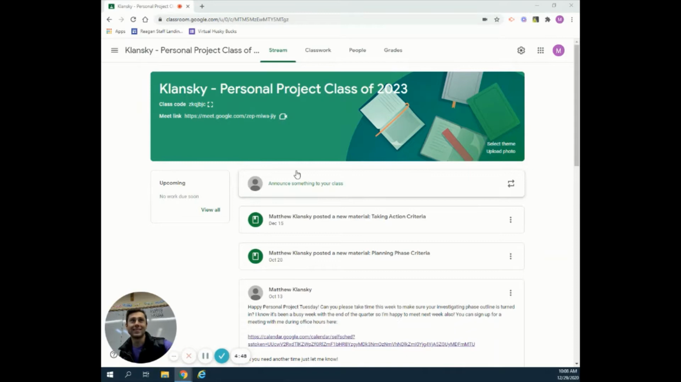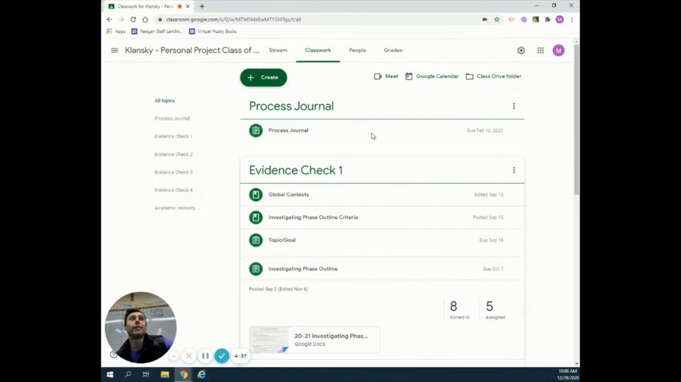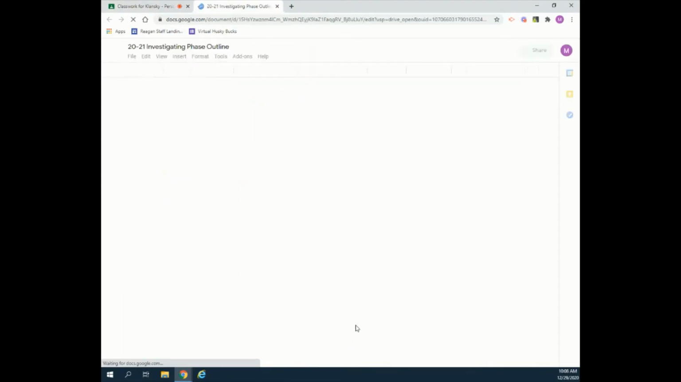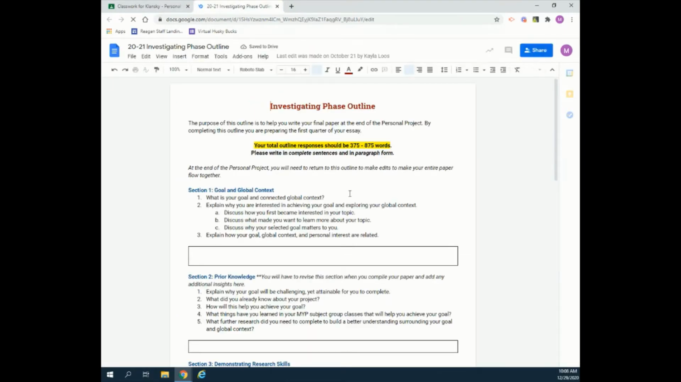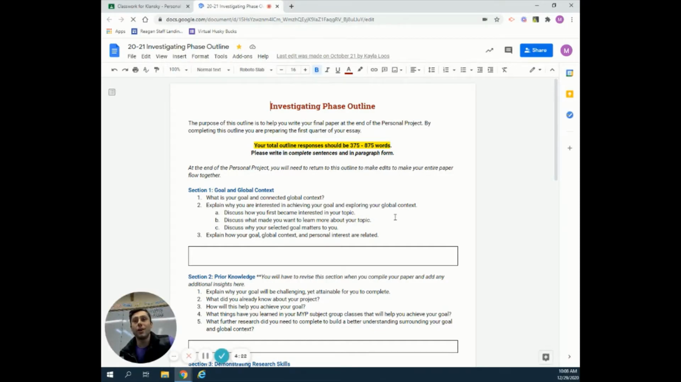Very exciting. Let's get started. We're starting right from the very beginning. Remember, all of this work that we're doing is in the personal project Google Classroom. Let's find that. The investigating phase outline is the very first, the number one evidence check. If we click on the investigating phase outline, here we go, we see it.